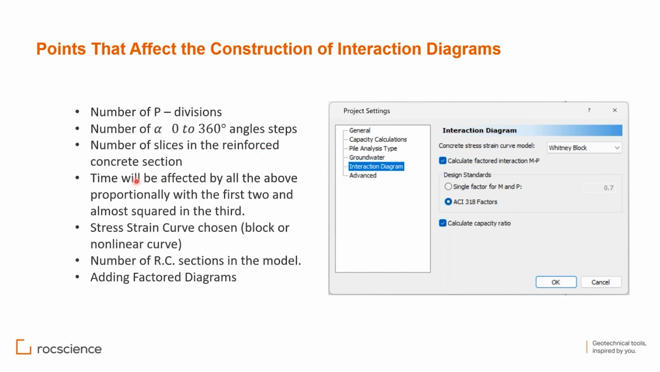Number of slices in the reinforced concrete section. Of course, we're not analyzing the section theoretically 100%. We are using numerical methods. So there is slicing in the concrete, and the slicing is in both directions. So if you move from 100 slices to 200 slices, you're not doubling the time, you're multiplying the time by 4.